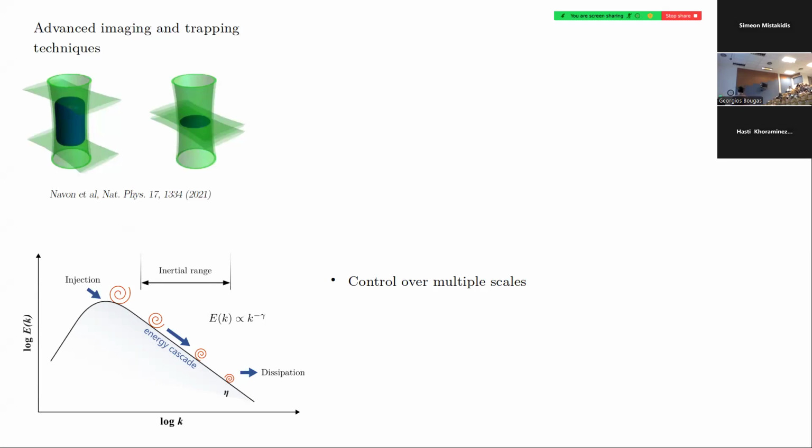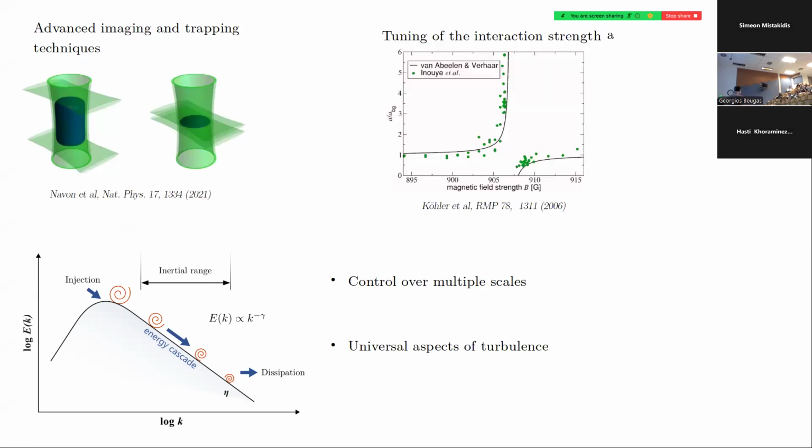There's also one additional feature, and that is the control of the interaction strength, for the short-range van der Waals interactions that neutral atoms have. And with that, you can now study universal aspects of fluids, which is quite difficult to do with normal fluids.